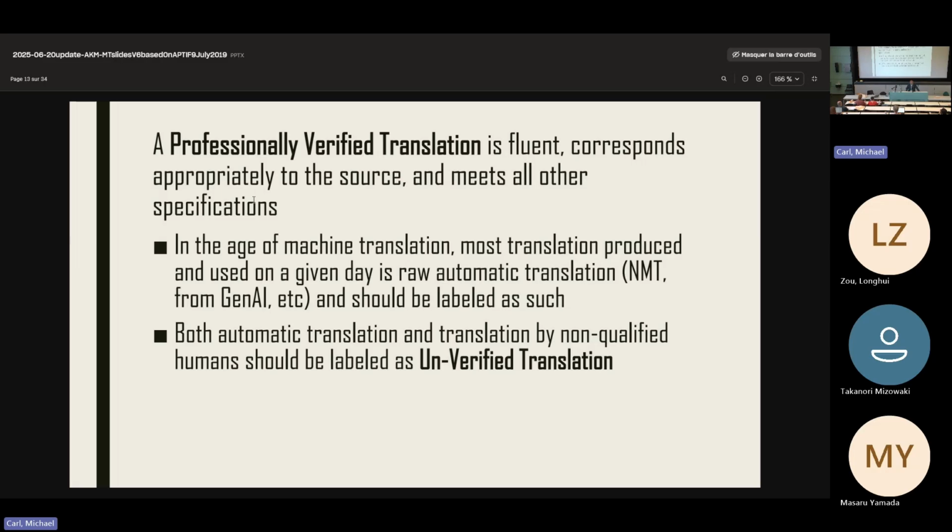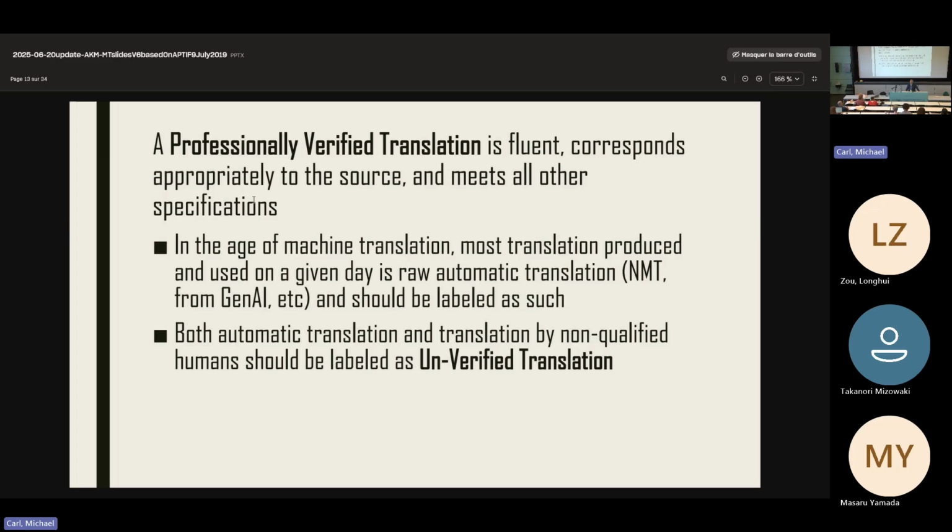In the age of machine translation today, most translation that is produced and used on a given day is raw, automatic translation. Just a few weeks ago, after a presentation by an attorney who was talking about the European Union AI Act, I resolved in my mind how to bridge traditional machine translation. Now, traditional machine translation is neural machine translation, and ChatGPT prompted translation, because people were saying, oh, machine translation and Gen AI. But it's essentially the same technology.